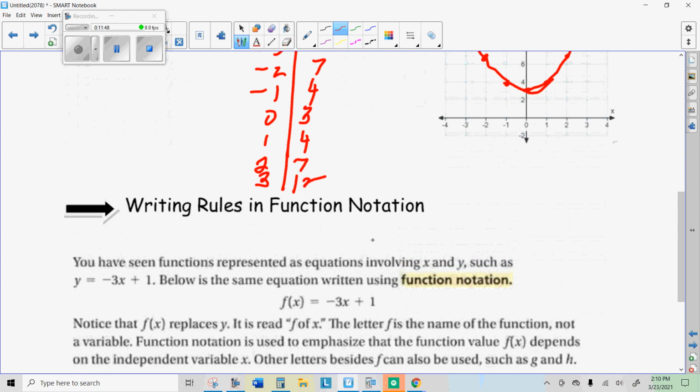All right, I'm going to stop here. We'll cover this function notation tomorrow, but you should be able to do the problems on your homework at this point. Let me know if you have any questions. I'll see you soon.